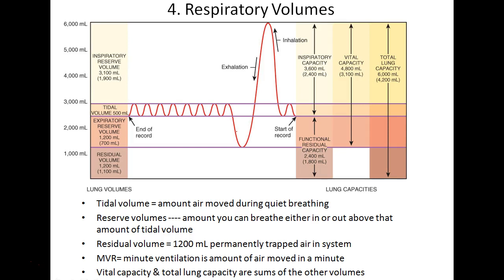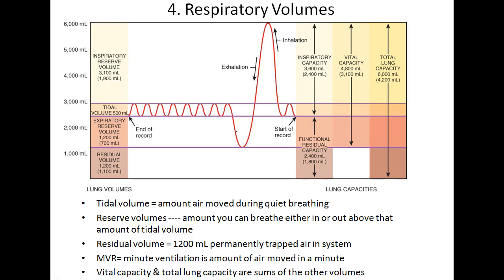So from using those four basic volumes, we can then do what's called calculating capacities. And again, we'll talk a little bit more about that in lab class. We talk about things like inspiratory capacity. That's going to be the sum of the tidal volume plus the inspiratory reserve volume. When we talk about functional residual capacity, that's going to be the sum of the expiratory reserve volume plus the residual volume. And then we get to vital capacity.